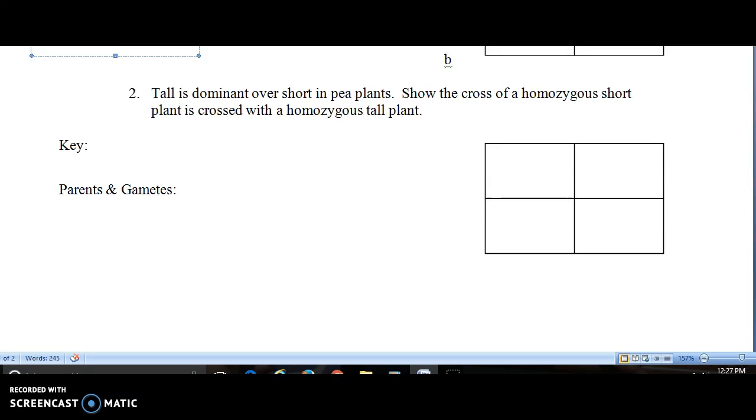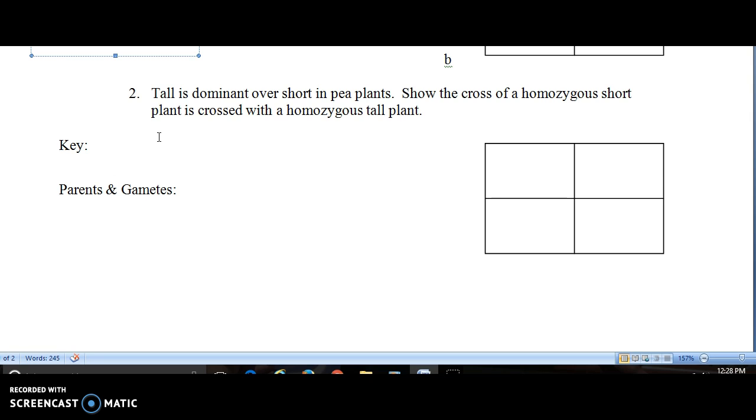Hi, we're going to do another video just as one more example of how to do a Punnett square problem. So here is our example problem. It says that tall is dominant over short in pea plants, and they want you to show the cross, which means the combination of parents, a homozygous short plant that is crossed with a homozygous tall plant.